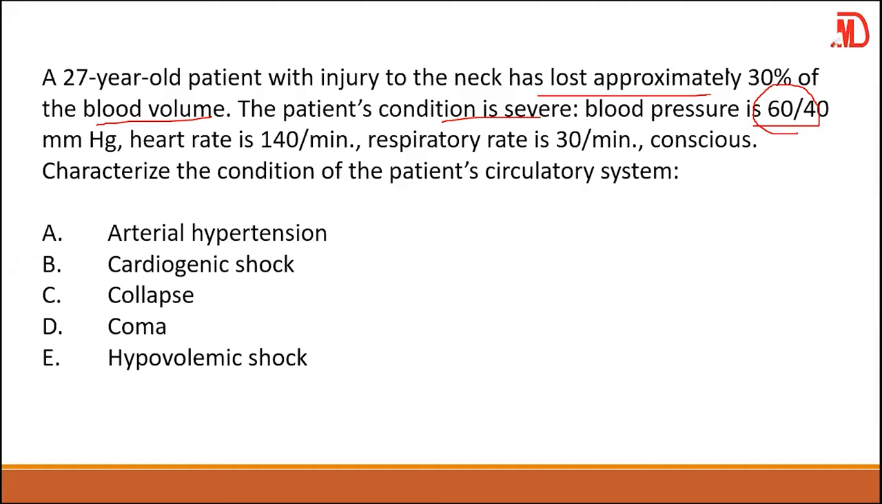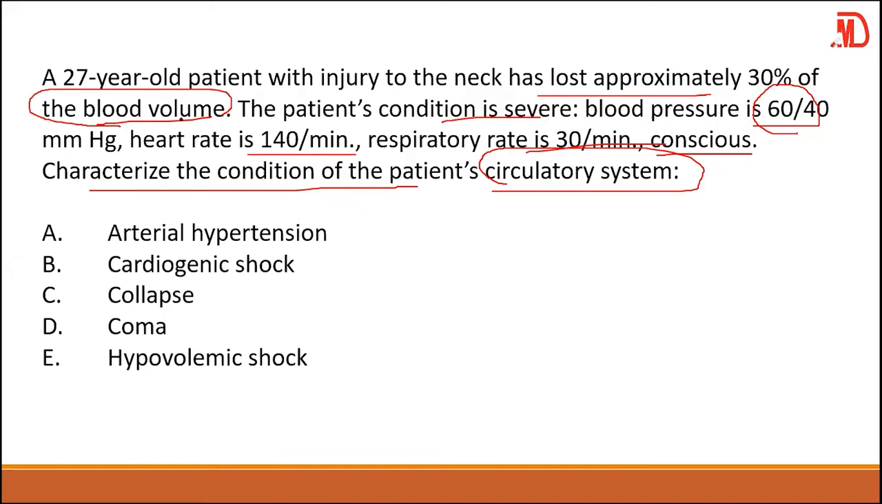It's falling. Heart rate is 140 per minute. Respiratory rate is 30 per minute. And the person is conscious. Characterize the condition of the patient's circulatory system. Now look at the history. The history is that this person has lost blood. That should tell you that the volume of blood has reduced by 30%. And if so, what should be your diagnosis?